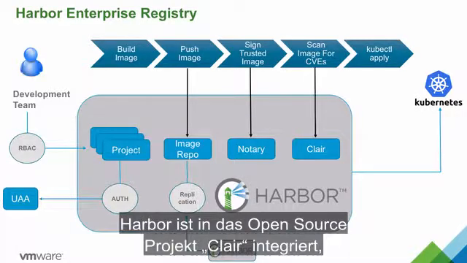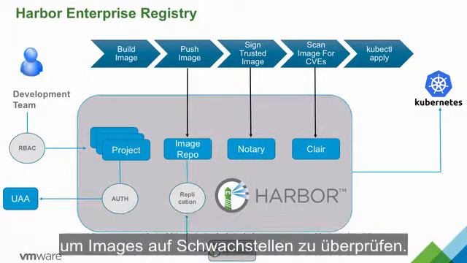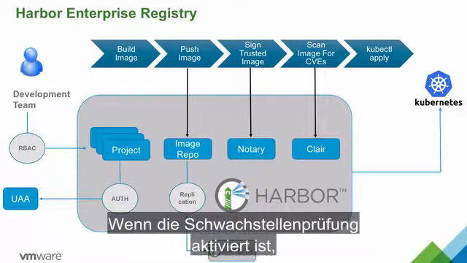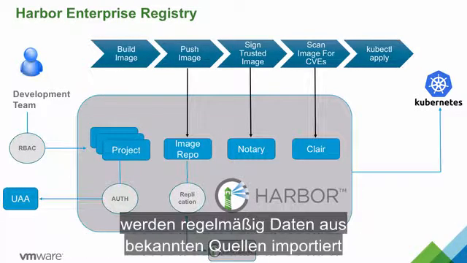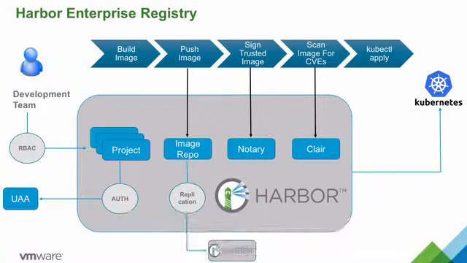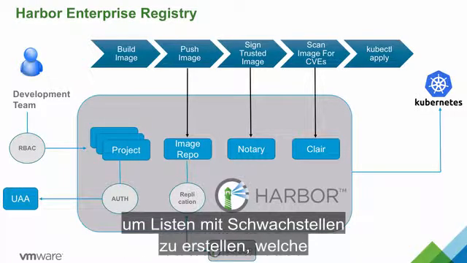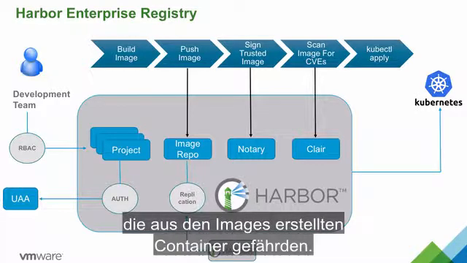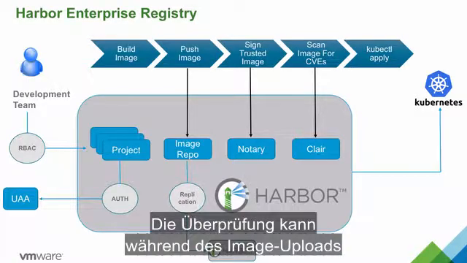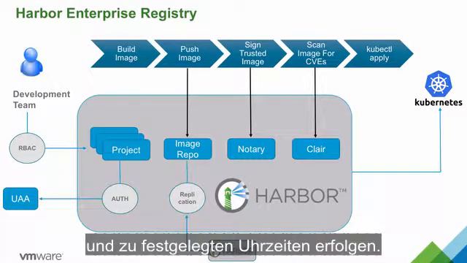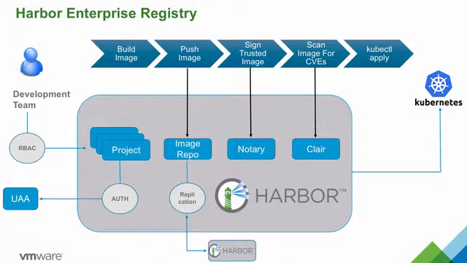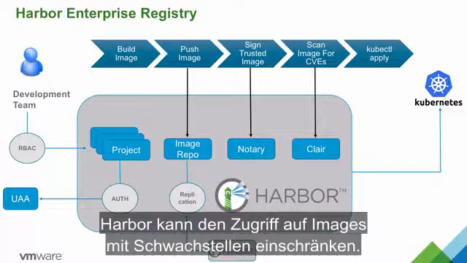Harbor is integrated with open source Project Clair to provide vulnerability scanning of images. When vulnerability scanning is enabled, data is regularly imported from a known set of sources and correlated with the indexed contents of images in order to produce lists of vulnerabilities that threaten containers created from the images. Scanning can be done at image upload and at defined times during the day. Harbor can restrict access to vulnerable images.